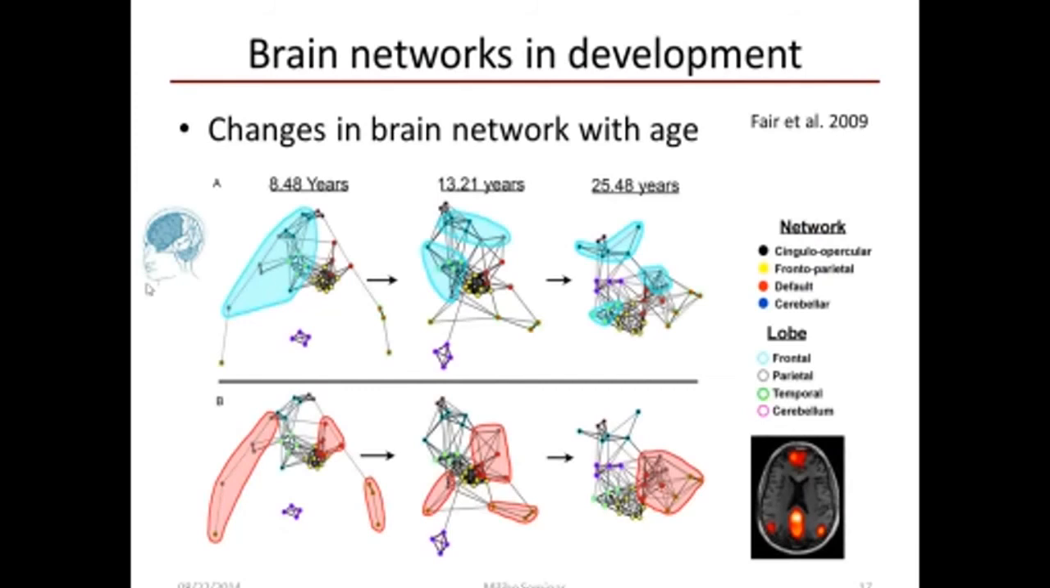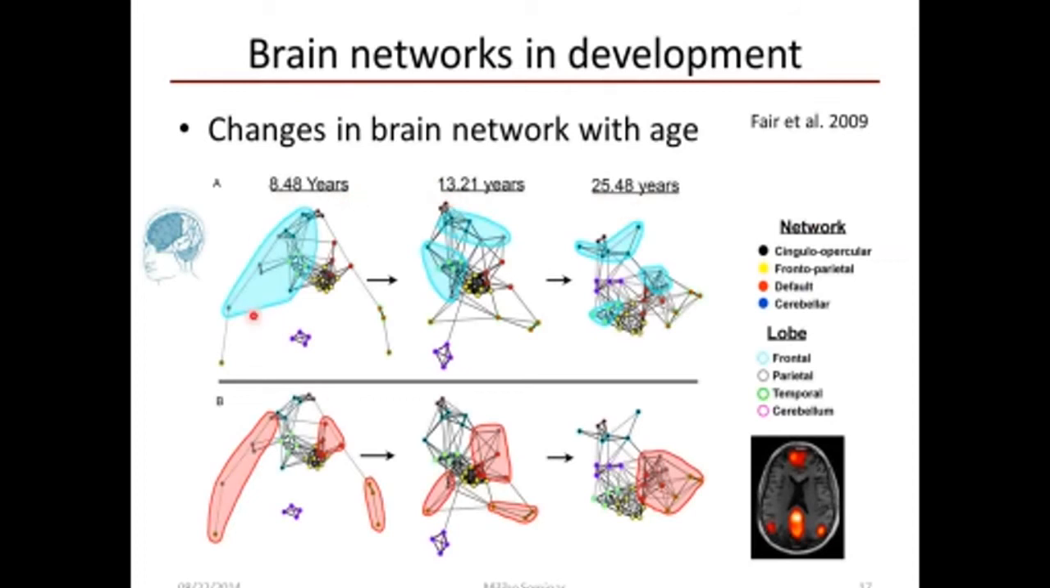Moving on. Fair et al. in 2009 did this analysis where they had 3 cohorts. The mean age of the first cohort is around 8 years. The mean age of the second cohort is 13 years. The mean age of the third cohort is 25 years. And then they compared the brain networks of these subjects in these 3 different groups.